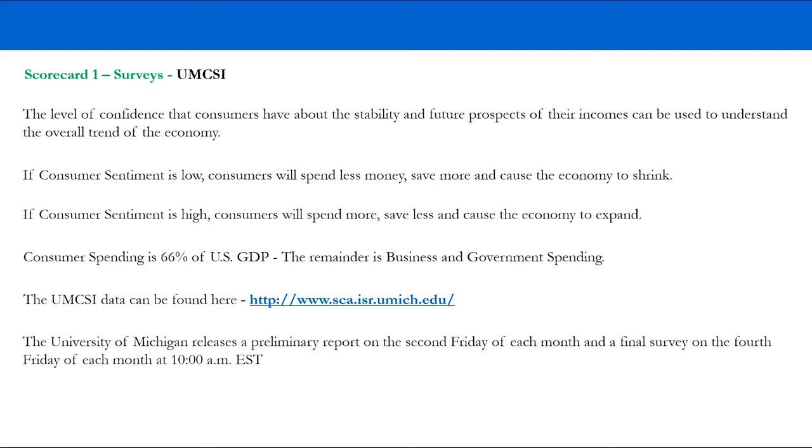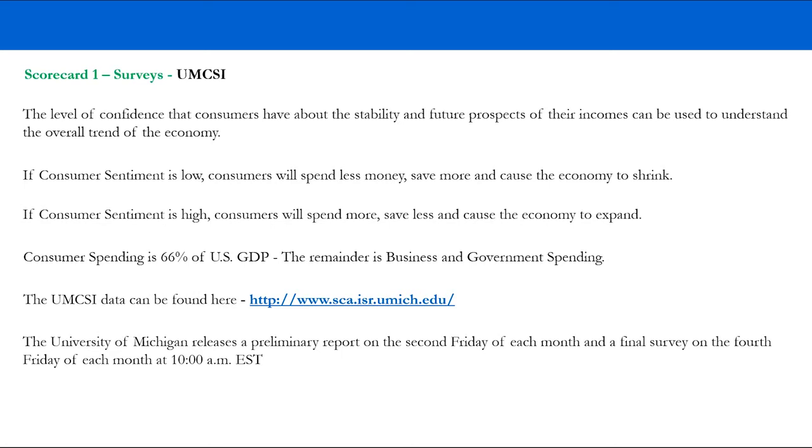And if their sentiment is low, it means they don't have any confidence in the future and they're spending less, tightening their belts and putting money away for an expected rainy day. So they're predicting the economy to shrink and they spend less now. They're predicting the economy to expand, they spend more now. And consumer spending is important because it makes up 2/3 of US GDP. And the remainder is business and government spending.